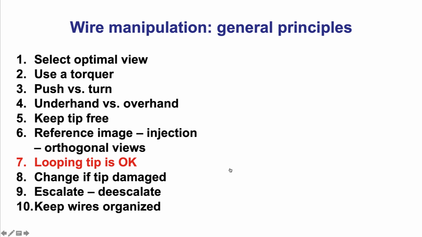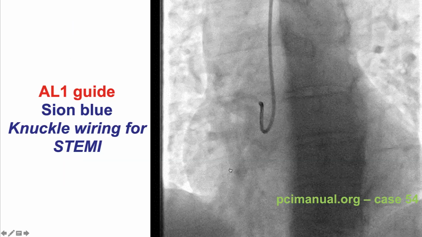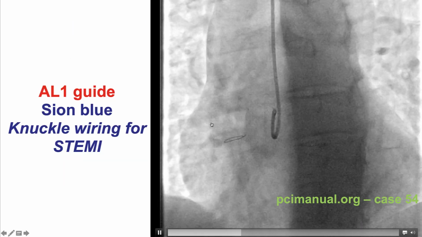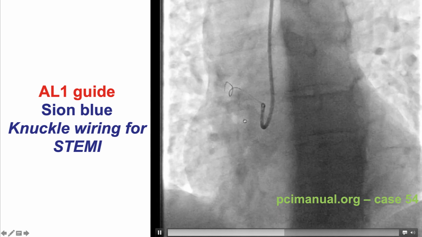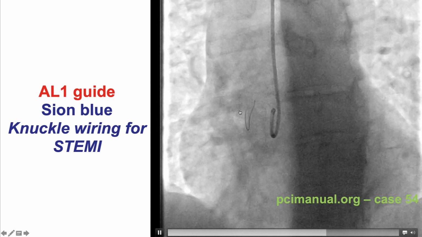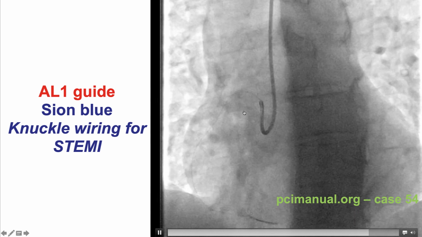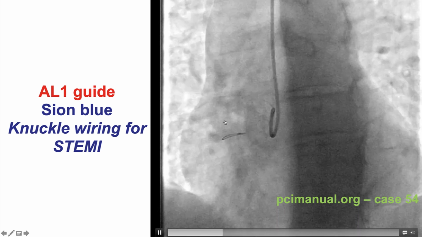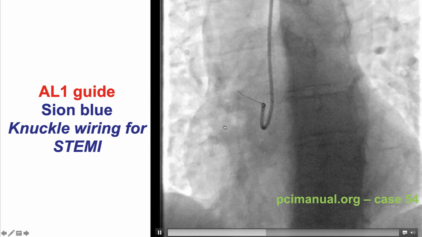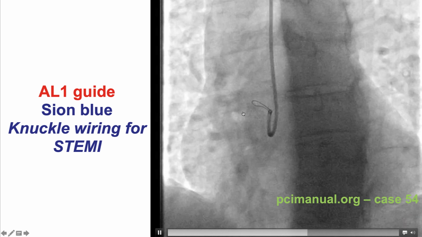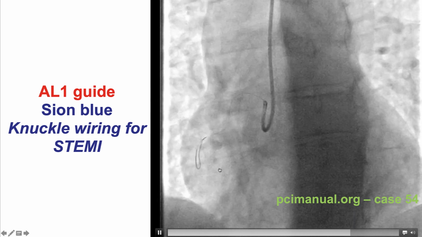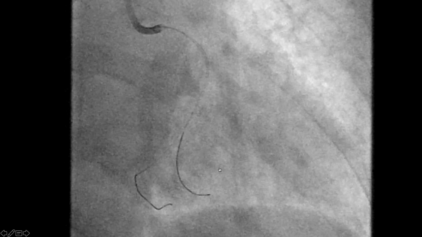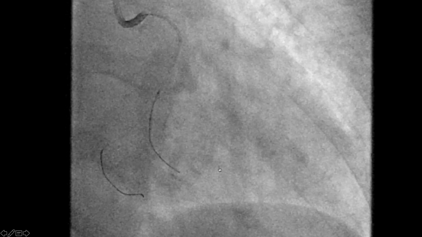However, I believe that looping the tip is okay for most wires. This is an example of a patient who came with ST segment elevation myocardial infarction. Wiring was fairly challenging, but then advancing a Sion Blue, which is a workhorse wire, and putting a loop at the tip allowed the wire to actually go through the area of occlusion and then successfully recanalize the vessel. Sometimes actually having a loop may be advantageous.